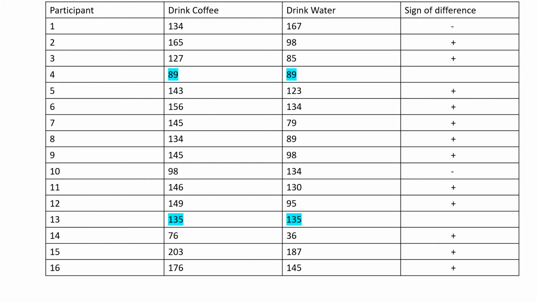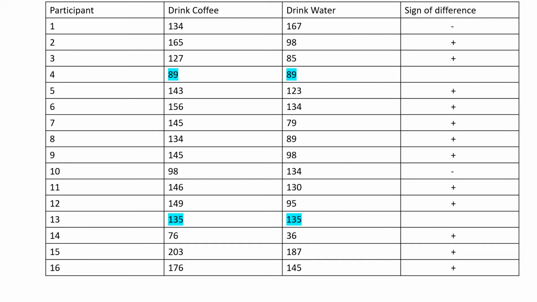Then you do the same for the second participant. So 165 minus 98, you are left with a positive number. You put a positive symbol and you just go down the column like that. Now you can see also that I've highlighted participant 4 and participant 13. The reason for this is because they both scored the exact same. They both said 89 words after drinking coffee and 89 words after drinking water. And participant 13 said 135 words after drinking coffee and 135 words after drinking water.